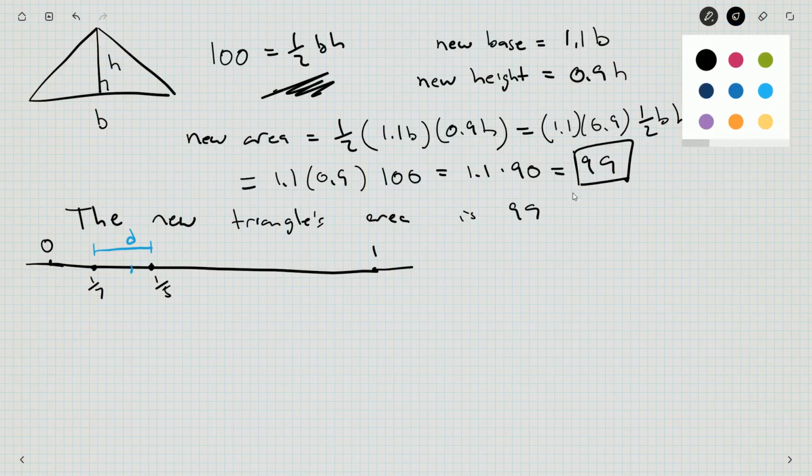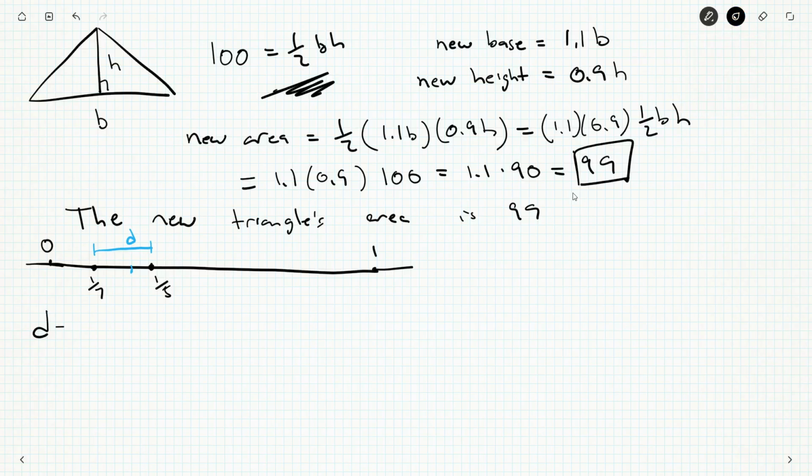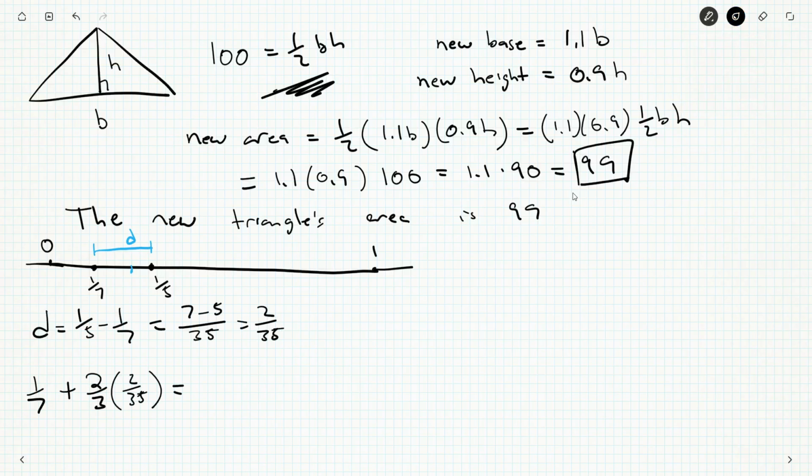There's 2 ways we could do this question. One, we could calculate what d is, so use the distance between those two. So 7 minus 5 over 35, just doing the fractions really quickly. So d is a total length of 2/35. And we want, from 1/7, to go 2/3 of this distance towards 1/5. So we add on to 1/7 2/3 of this distance.